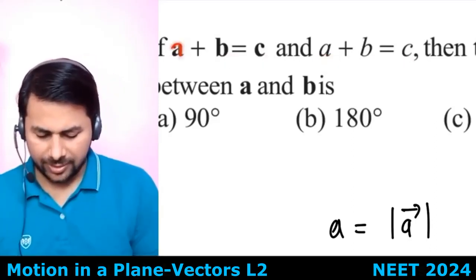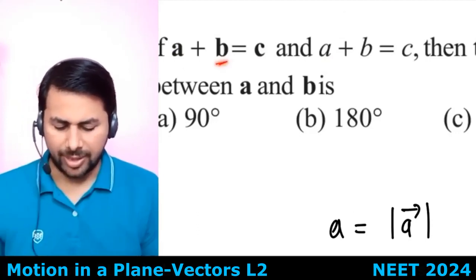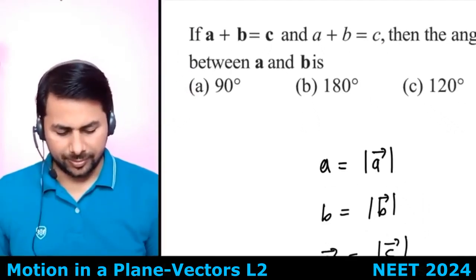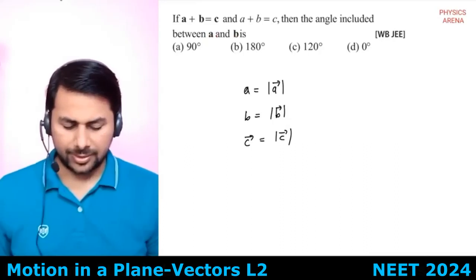Bold A means it is A bar, this is B bar, this is C bar, and these are the magnitudes. Then the angle included between A bar and B bar is, so what's the answer?